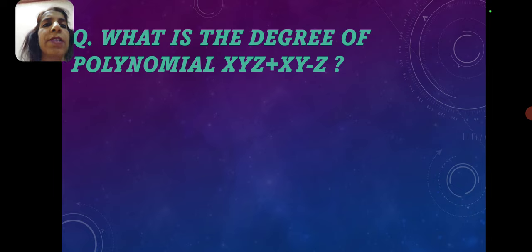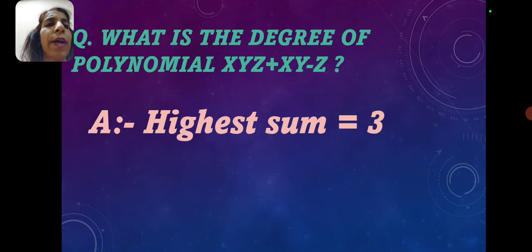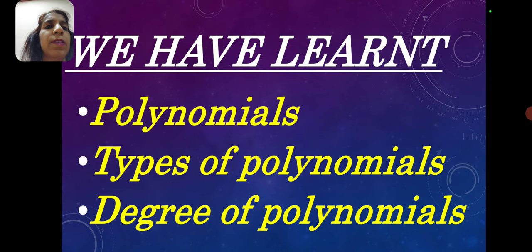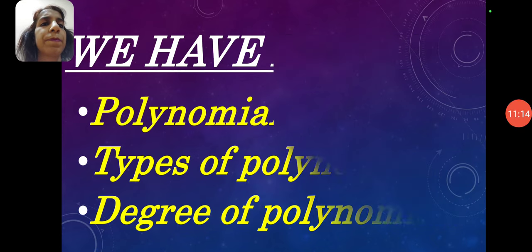Okay, next example, what is the degree of polynomial xyz plus xy minus z? So highest power is 3, okay. So what we have learned today? We have learned about polynomials, we have seen their types of polynomial, we have also seen about degree of polynomial, okay.